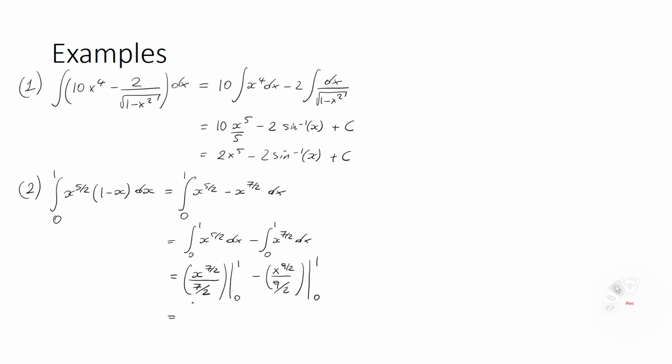So we get 1 over 7 halves minus 1 over 9 halves, which is 2 divided by 7 minus 2 divided by 9. And if you calculate that out, you get 4 divided by 63.